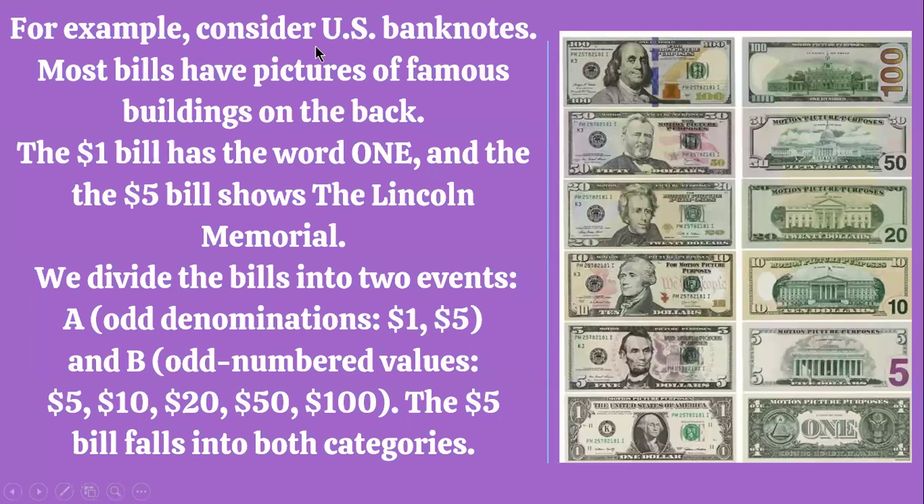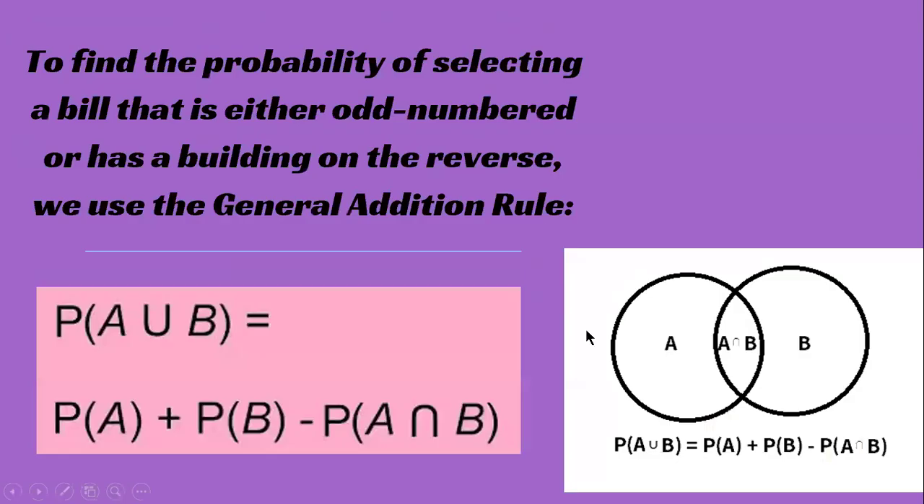For example, consider US banknotes. Most bills have pictures of famous buildings on the back. The $1 bill has the word one, and the $5 bill shows the Lincoln Memorial. We divide the bills into two events, A and B. A means odd denominations, $1, $5. B is odd numbered values, $5, $10, $20, $50, and $100. The $5 bill falls into both categories.